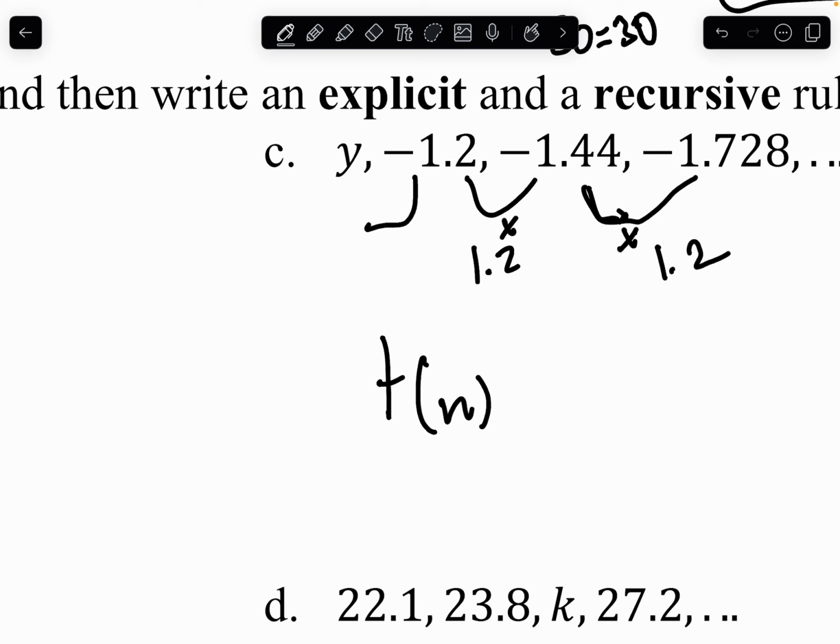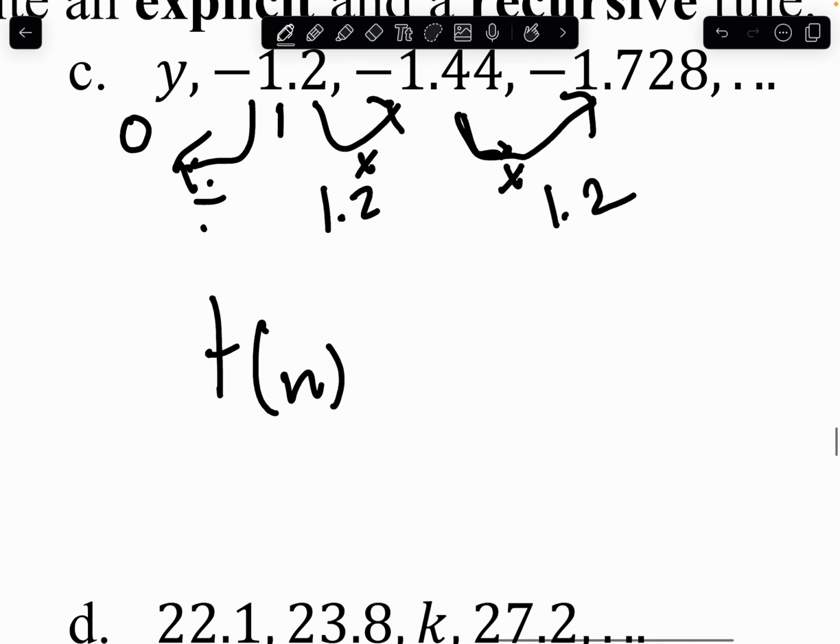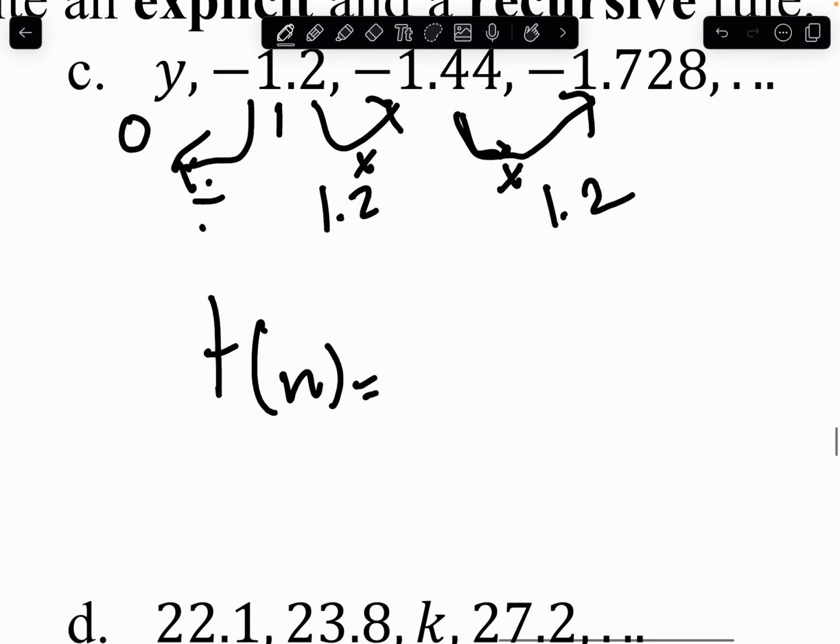So to go backwards to 0, this is our first term. To go to 0, we have to divide. So negative 1.2 divided by 1.2 is negative 1. So it's going to be t of n equals negative 1 times 1.2 to the nth power.